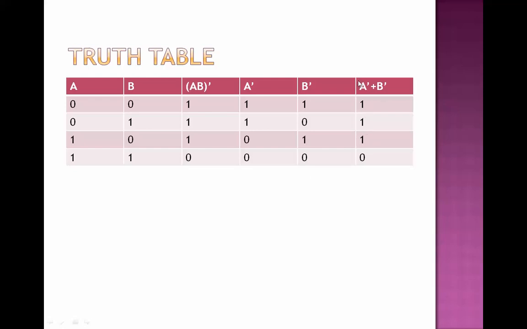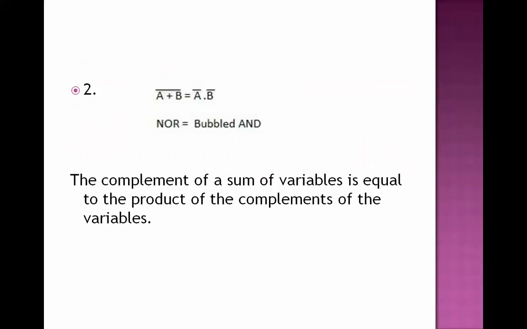So if you see this truth table, this column is equivalent to this column. Here the values are 1 1 1 and 0, and here also we are getting the values 1 1 1 and 0. So we have shown De Morgan's first theorem: A and B whole complement is equivalent to A complement or B complement. Moving to the next theorem of De Morgan, A or B whole complement is equal to A complement and B complement.